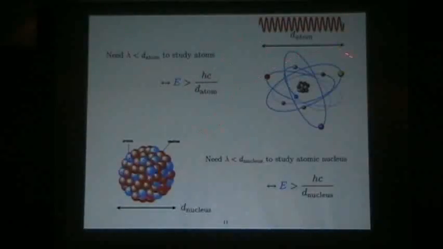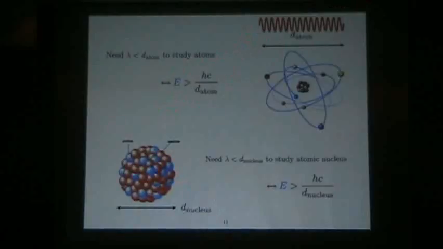If we send in something that has too long of a wavelength, it will not be sensitive to the fact that instead of some big blob of stuff, this is a separate nucleus with some particles around it. But that means we have to hit it with higher and higher energy. We need higher energy objects because in order to get a short wavelength, we need higher energies.